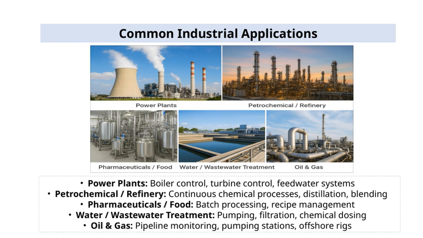Finally, in the oil and gas industry, pipeline monitoring, pumping stations, and offshore rigs all depend heavily on reliable control systems to operate safely and efficiently. Overall, these applications highlight how control systems are integral to a wide range of industries, helping optimize processes, improve safety, and ensure product quality across the board.